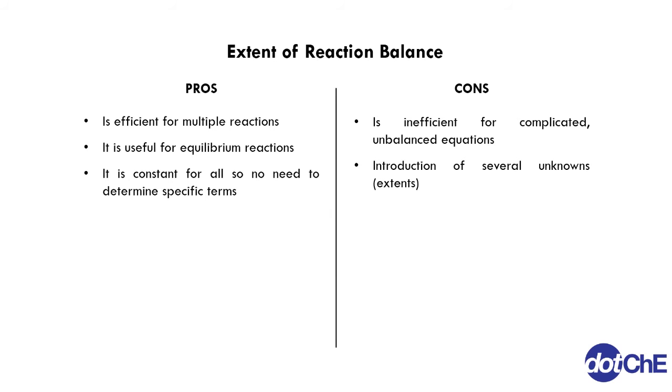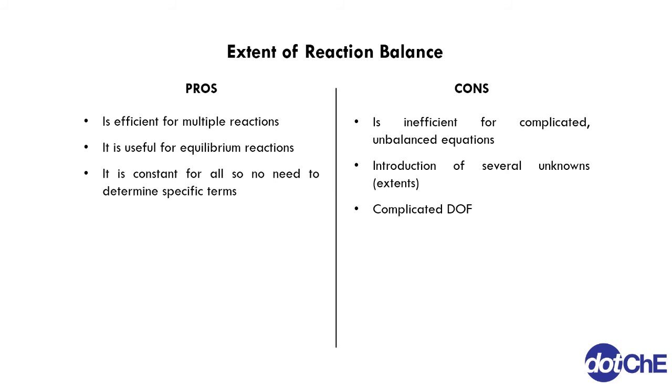And again, we also have the introduction of several unknowns. We are also introducing extents, and if an extent is an unknown, it might prove too difficult to do extent of reaction balance. Additionally, we have complicated degree of freedom analysis.